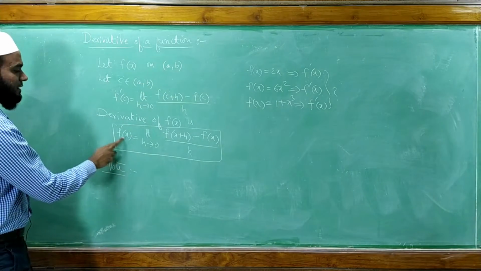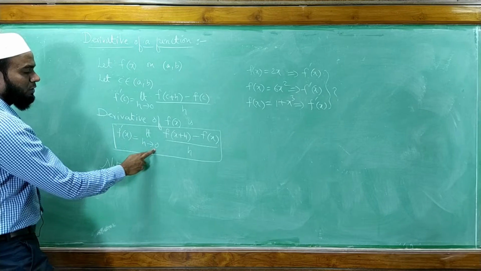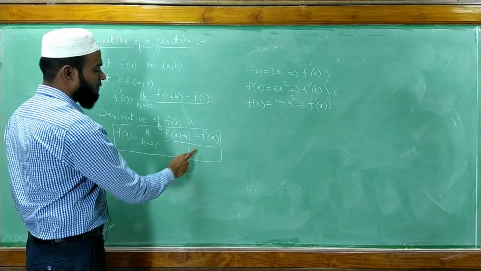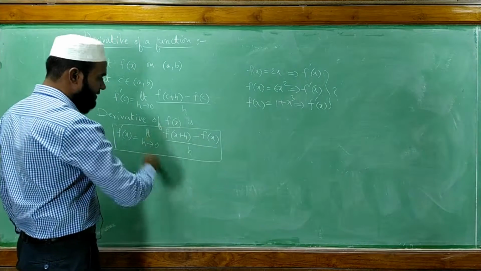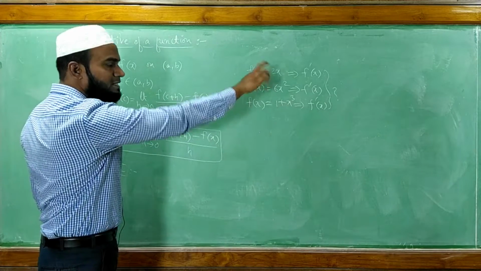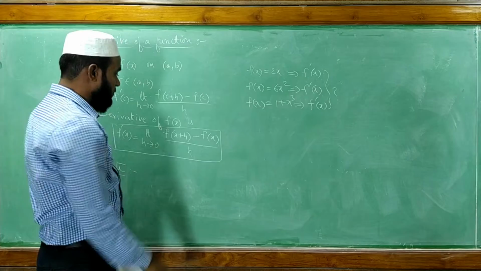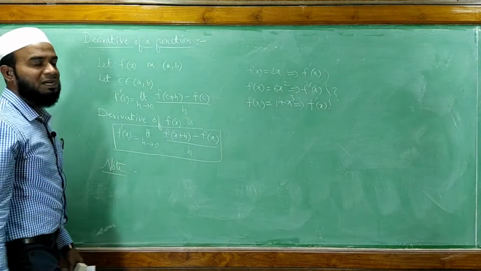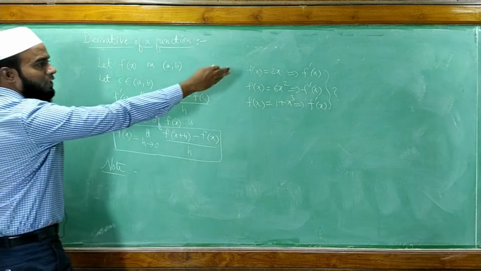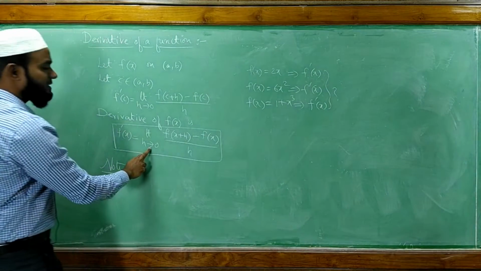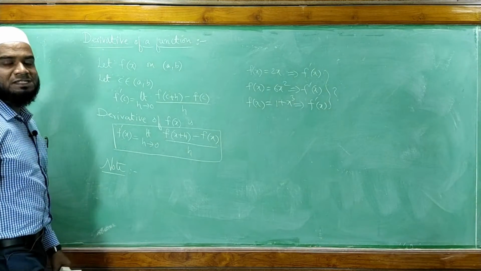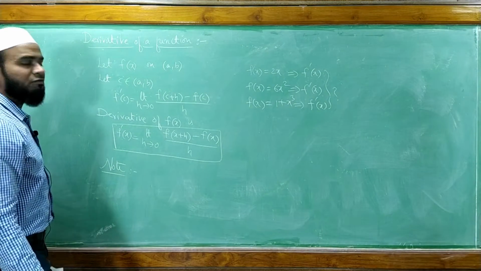By using this, f dash of x equals limit h goes to 0, f of x plus h minus f of x by h. By using this definition we have to evaluate these derivatives because we have not yet established the formula. By using this definition only we are going to establish the formula. So finding the derivative of any given function by using this definition is called the first principle of derivative.